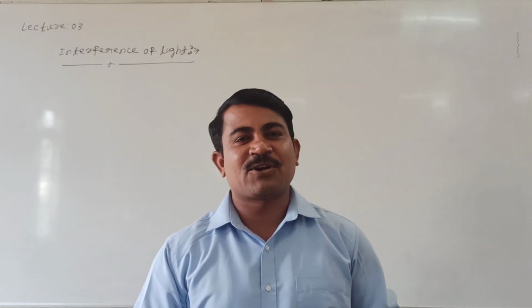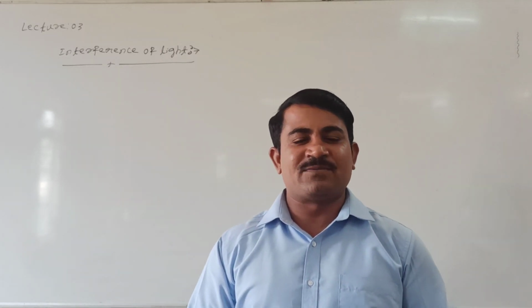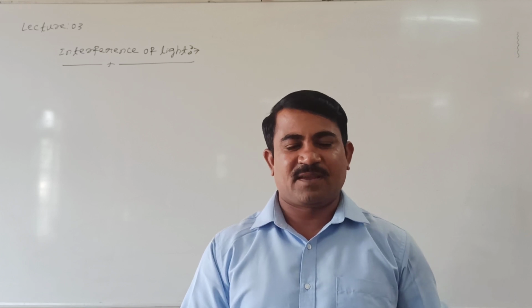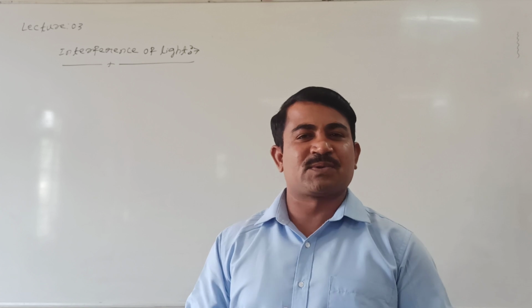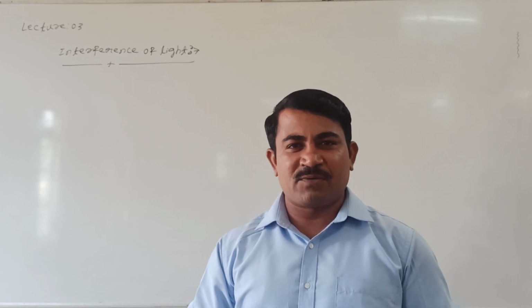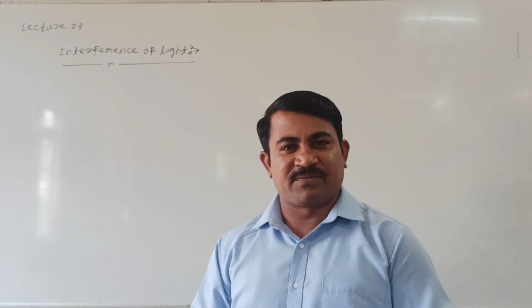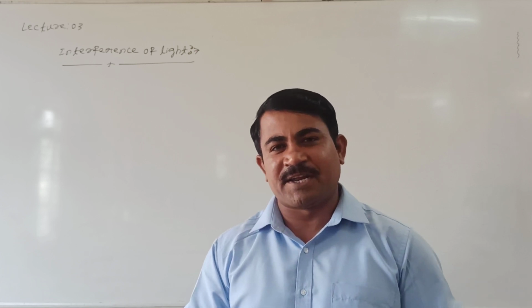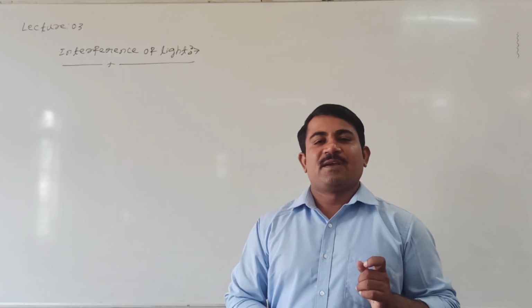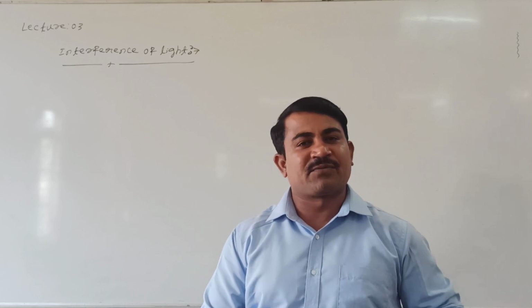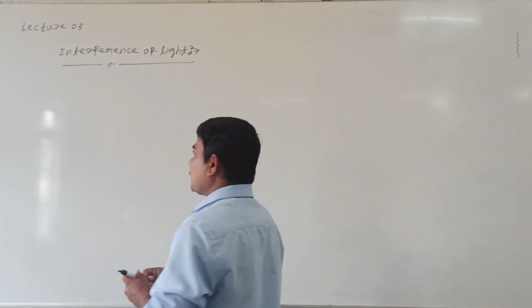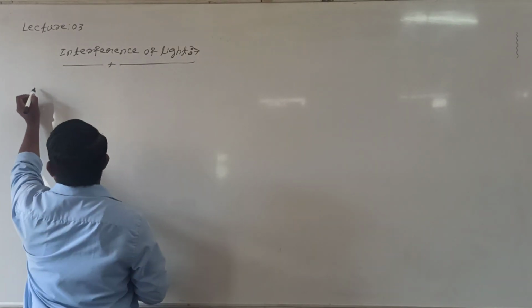To understand the concept of interference of light, we need some basic terms. Already we have learned in the first step: coherent source of light, incoherent source of light, superposition of the waves, path difference, phase difference. This concept we need in detail. So let us start with a few basic concepts to understand the interference of light. The first concept is coherent source of light.